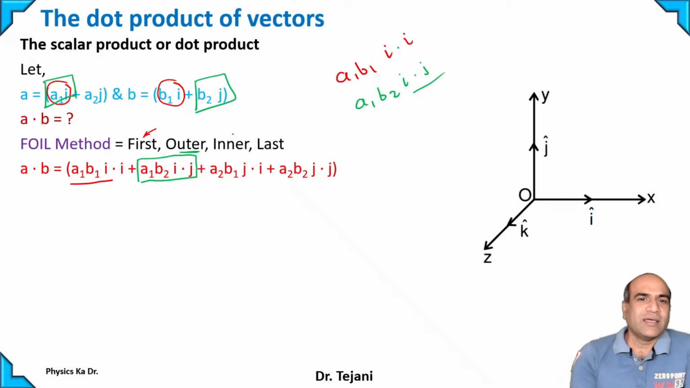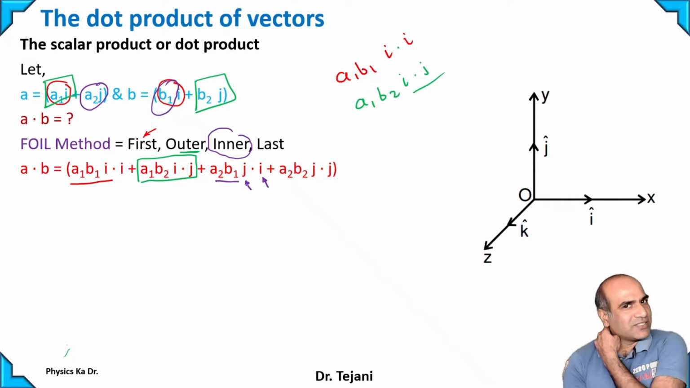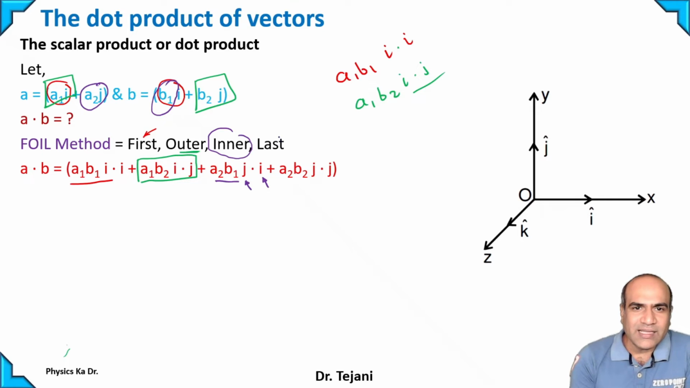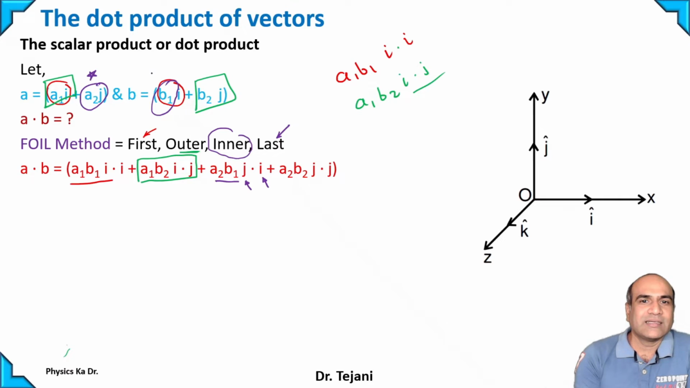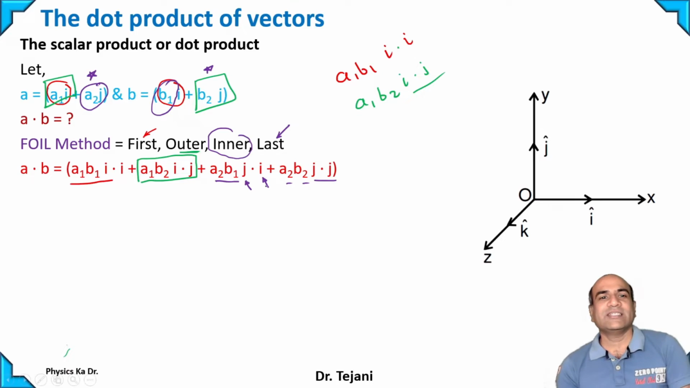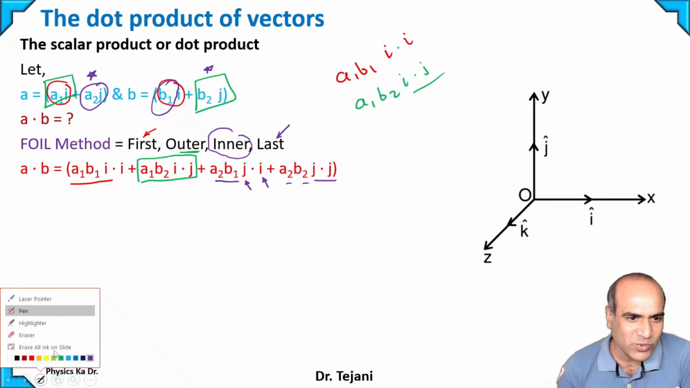Fine. Then third, it is inner. Let's have another color. This is for the inner. It's two inner portions, so this becomes inner and this becomes inner. So A2 B1 J I. A2 B1 J I. And the last, this is the last. A2 B2 J J. I think you understood this very well.